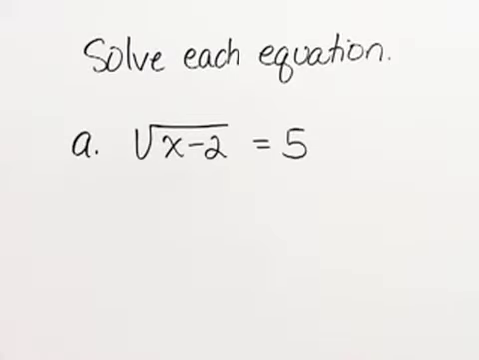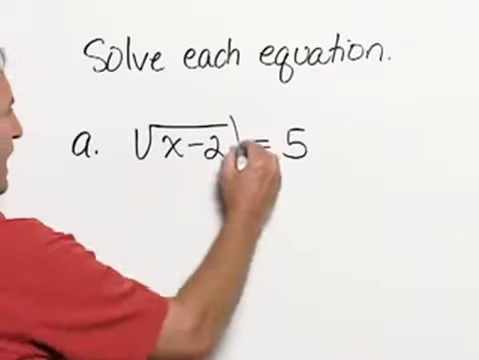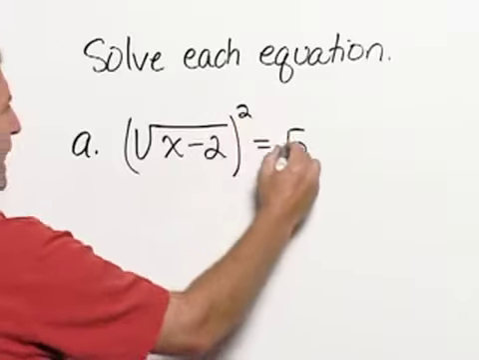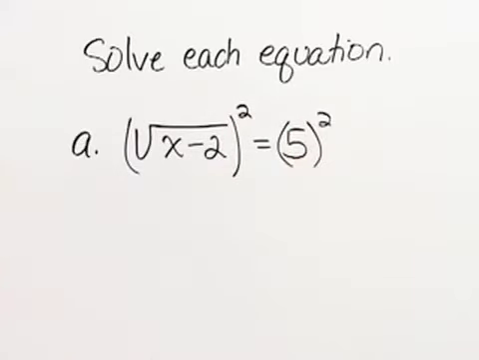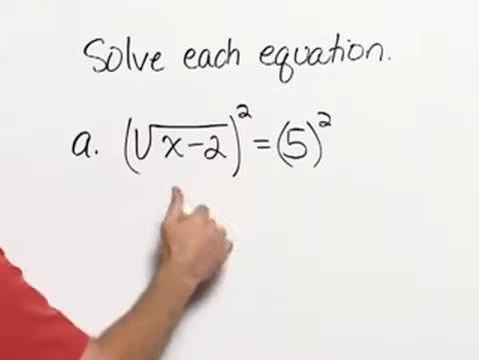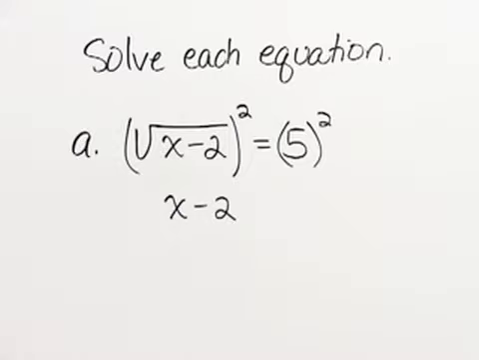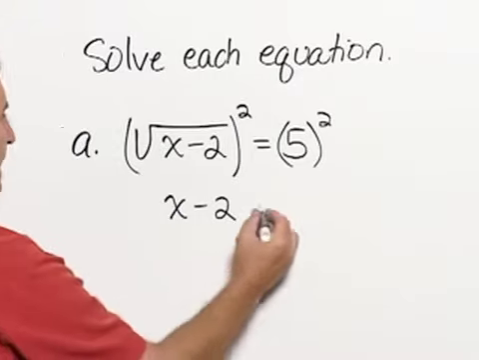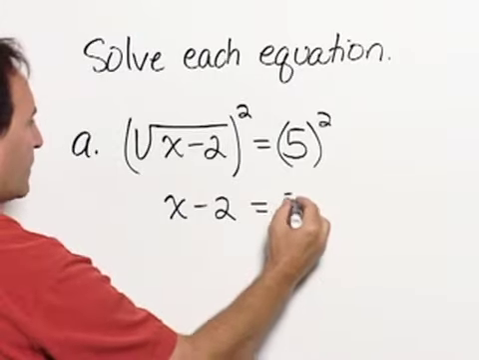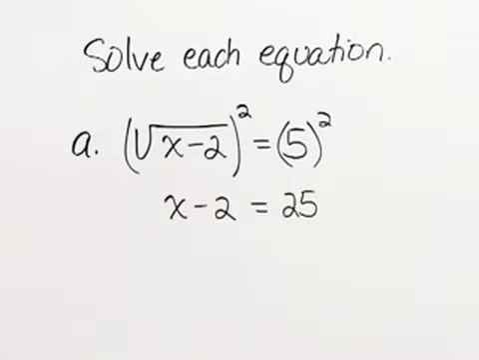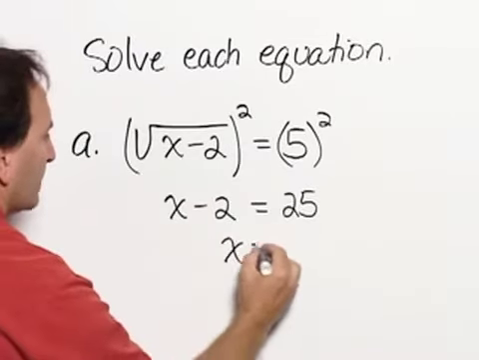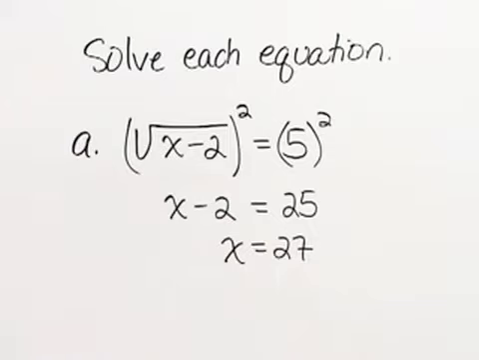Since it's a square root, we will raise both sides of the equation to the power of 2, or in other words, square both sides. When we square a square root, we simply get the radicand, that is the number under the square root symbol. And so we have x minus 2 equals 25. Adding 2 to both sides, we get x equals 27.